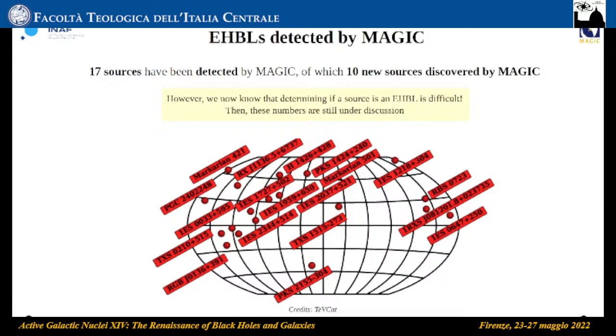I think that MAGIC did a very good job in the last 10-15 years investigating this field, discovering at least 10 sources of this type, and so about one third of the sources were discovered by MAGIC. It's always difficult to identify the sources, so some of these sources are still under discussion if they are or not extreme blazars, and now I will show you why it's so difficult.